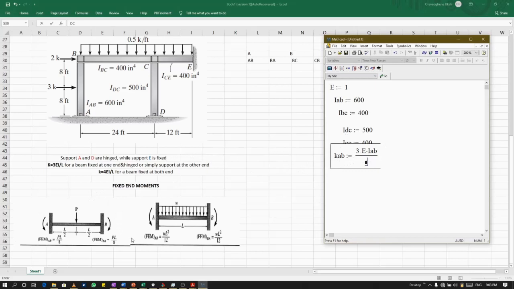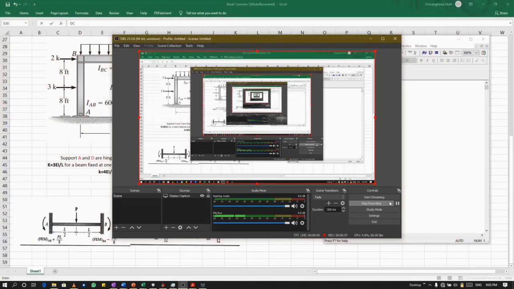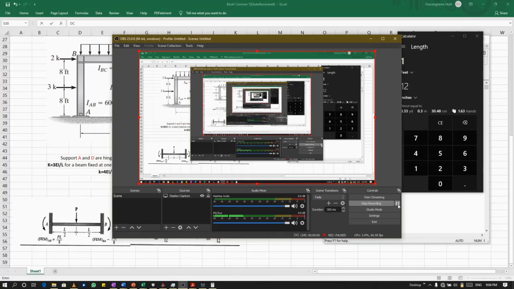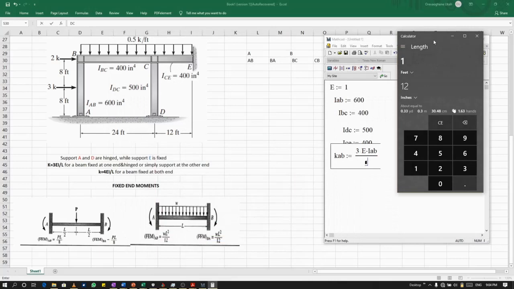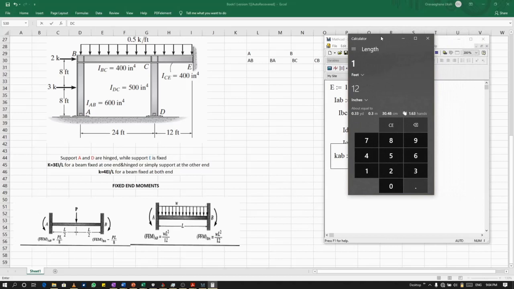So our L here is 16 feet. Because we are working with inches, we have to convert our 16 feet to inches. So we're going to do that in a moment. We can see that 1 foot equals 12 inches. So if we're having 16 feet, technically we'll be having 16 times 12 inches.